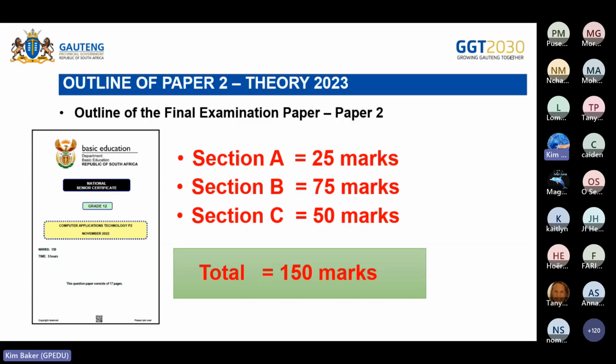But I want to show you the outline of the question paper. Section A consists of 25 marks. Section B consists of 75, and section C consists of 50 marks, which brings us to a total of 150 marks. So ladies and gents, in that 10 minutes reading time, read not only to see the questions and what has been asked, but also to plan and make sure that you know what is required from you, and where you are comfortable with answering the questions first, and so forth.